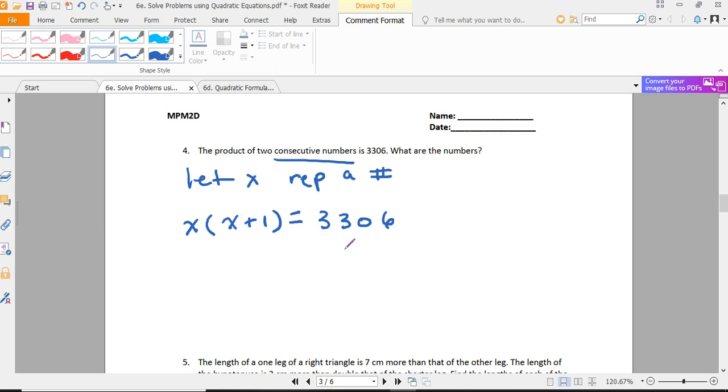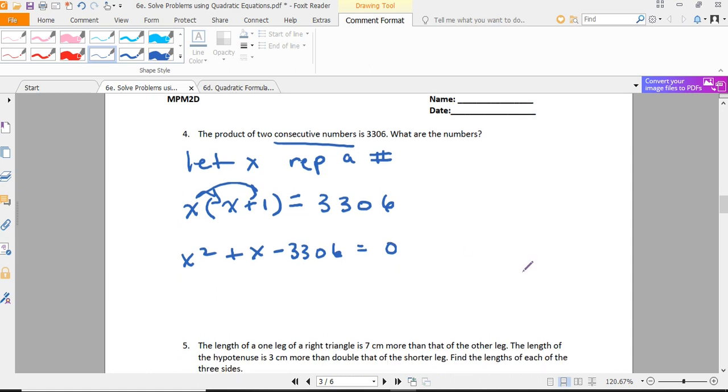Obviously, I'm not trying to convince you to cheat. I'm convincing you to make the connection between these equations and their respective graphs. Of course, I would prefer if you expand that out to get x squared plus x, move this over to get negative 3306 equals 0, and factor, or use the quadratic formula.